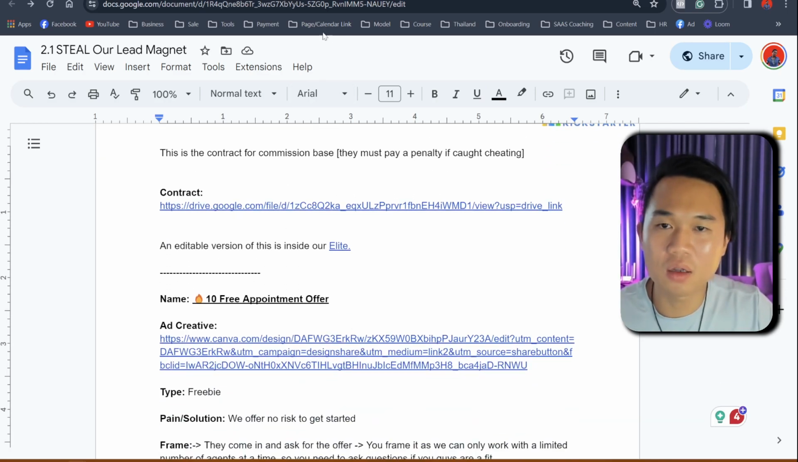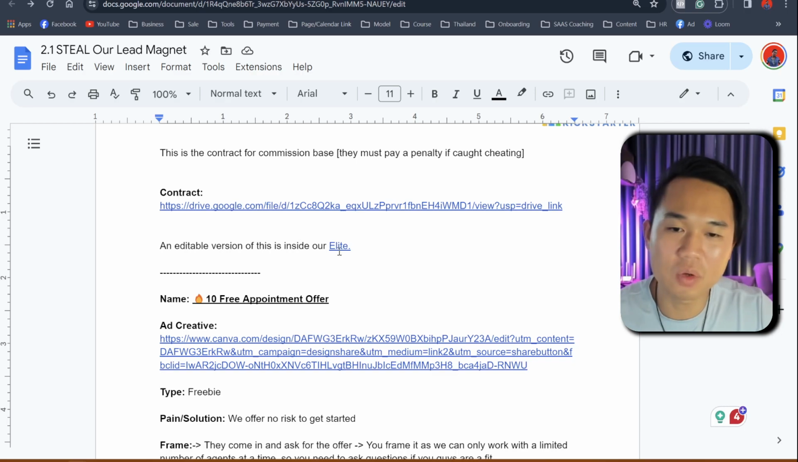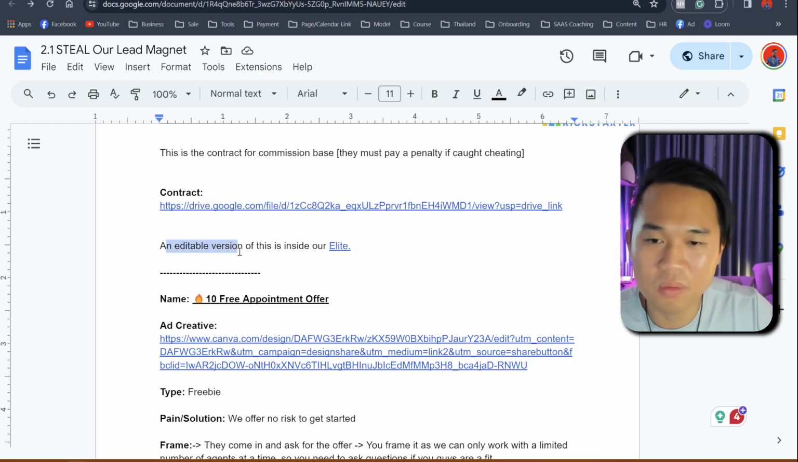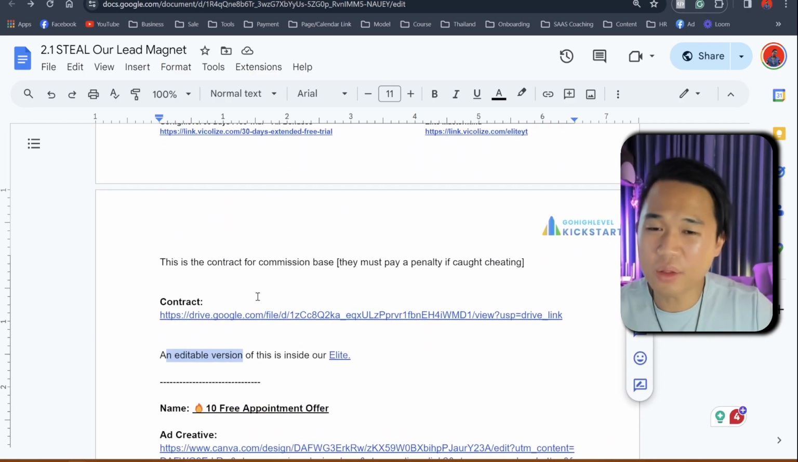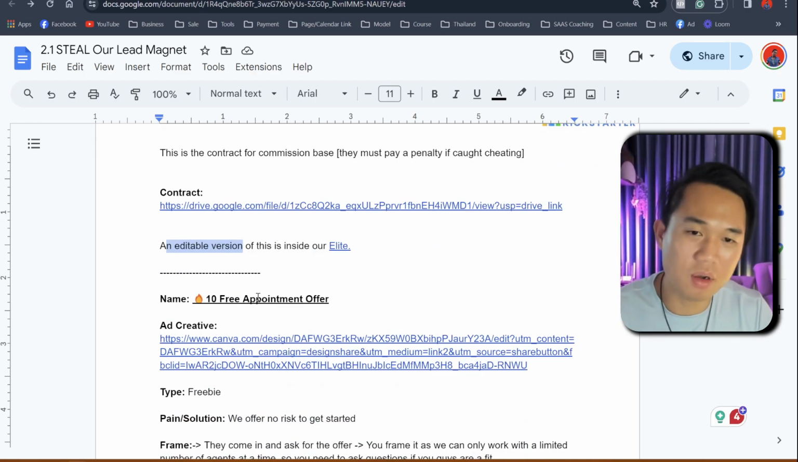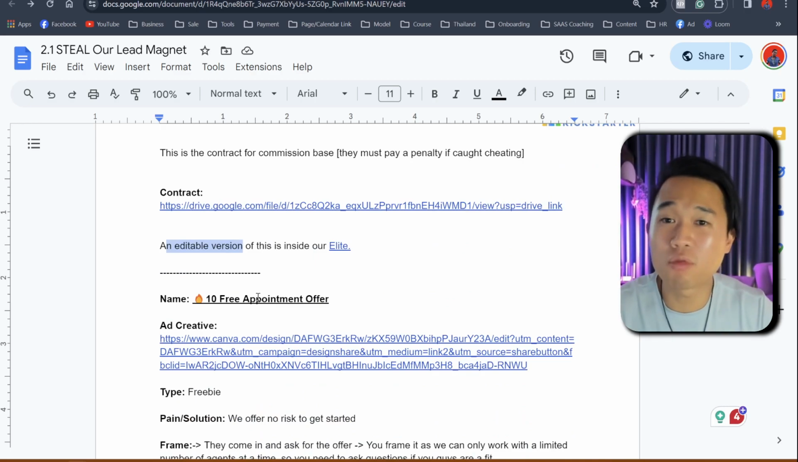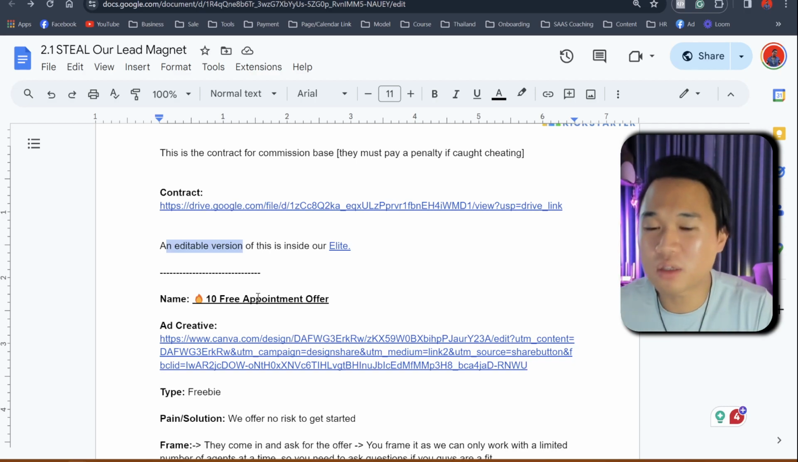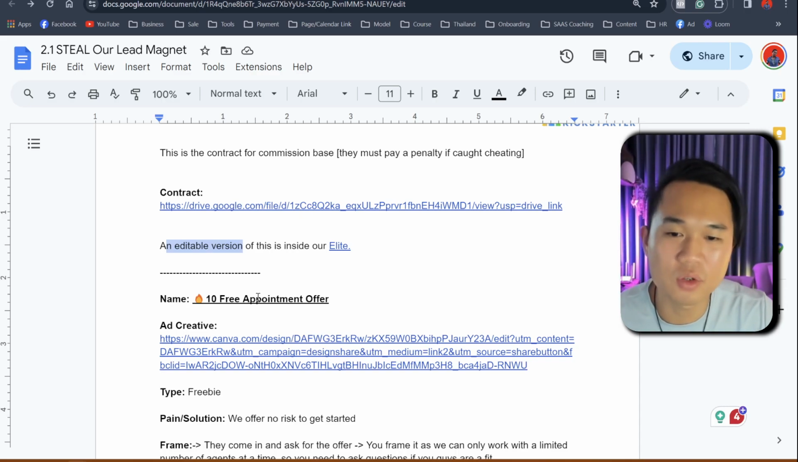This is a PDF, obviously, so make your own version of it, but if you join our lead, you get an editable version of it. Again, like with any sort of lead magnet that offers a guarantee, you need to have a risk management tool or contracts or agreement in place to make sure that you are protected, as well as giving them the best guarantee that you can give them.